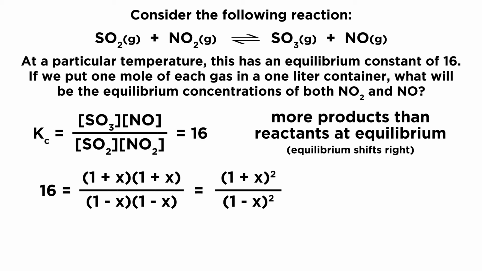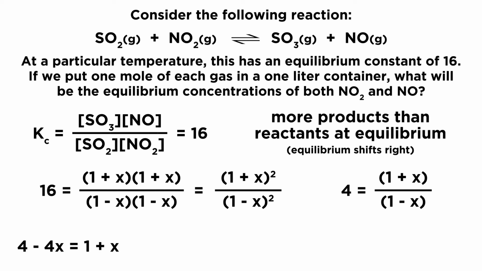And so we can now simplify this by writing 1 plus x squared over 1 minus x squared. So if we have 16 on the left and then these two squared terms on the right, we have perfect squares everywhere. Let's just go ahead and take the square root of both sides. So 16 becomes 4, and then on the right, we just lose those exponents. So now 4 equals 1 plus x over 1 minus x. If we multiply both sides by 1 minus x and then simplify, we get 4 minus 4x equals 1 plus x. Simplifying further, 5x equals 3, and then x equals 3/5 or 0.6.